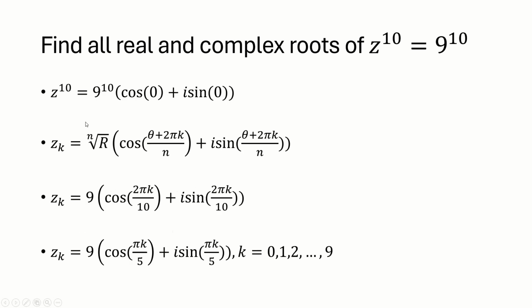Now we know that each of the roots is going to be of the form nth root of r times the quantity cosine of theta plus 2 pi k all over n plus i sine of theta plus 2 pi k over n. For us, n is equal to 10, and r is 9 to the 10th. So we have the 10th root of 9 to the 10th, which is just 9. And then theta here was 0, so we could just get rid of it. And we have 2 pi k all over 10, since n is equal to 10. And that's going to simplify to pi k over 5.